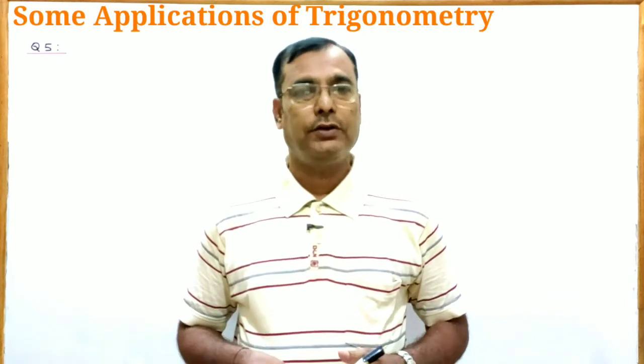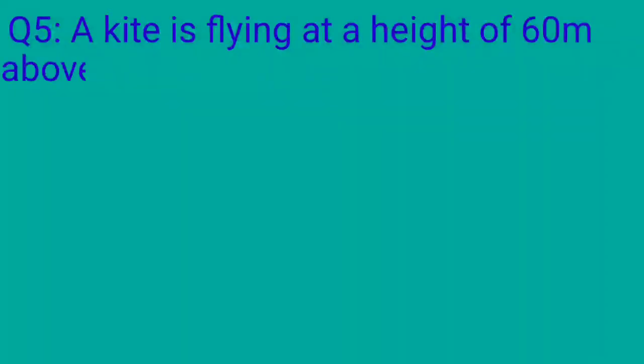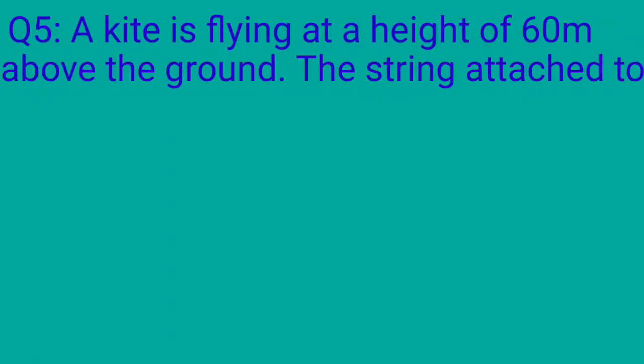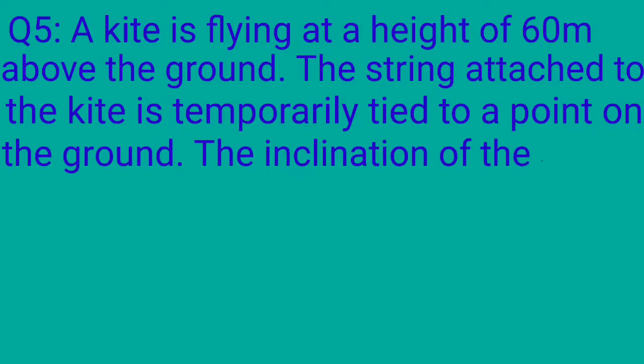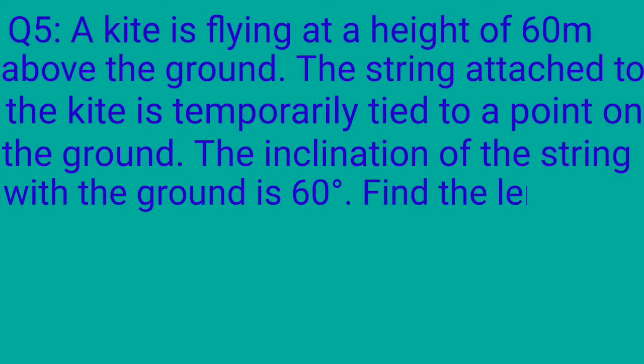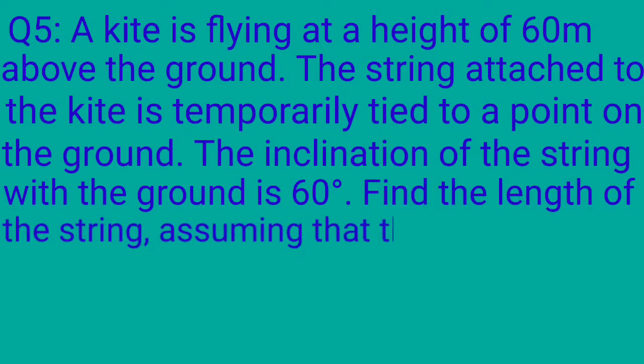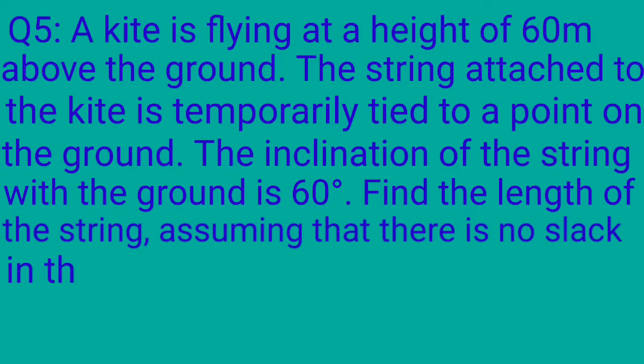Exercise 9.1, question number 5. A kite is flying at a height of 60 meter above the ground. The string attached to the kite is temporarily tied to a point on the ground. If the inclination of the string with the ground is 60 degrees, find the length of the string, assuming that there is no slack in the string.